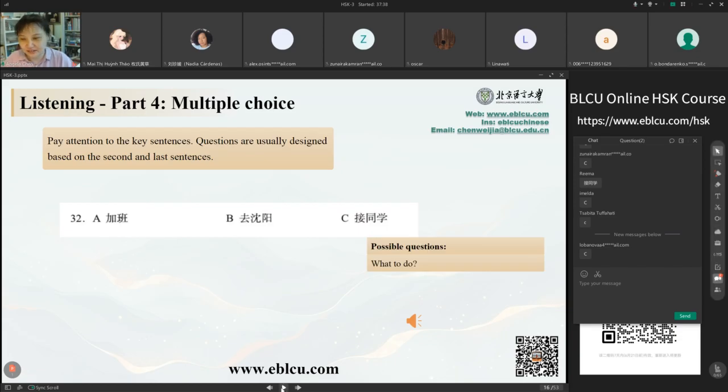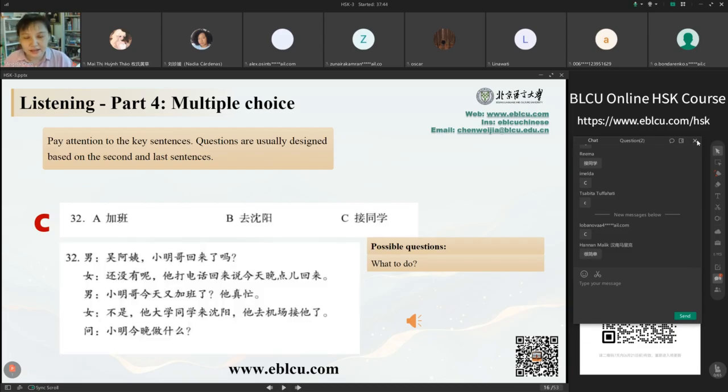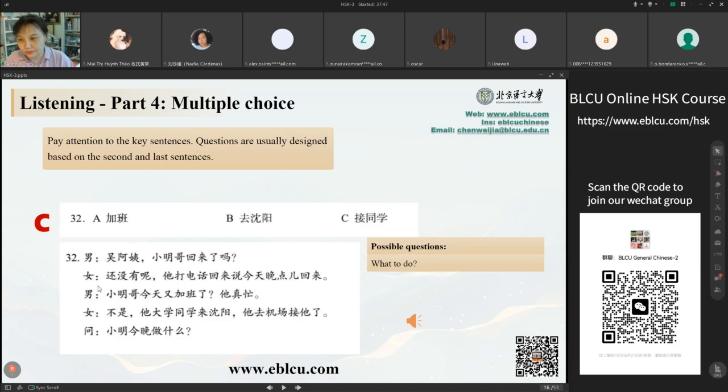Yeah. So the answer is C, 接同学. Let's take a look at the dialogue. It's like a 4 sentences dialogue. The boy is asking, 吴阿姨，小明哥回来了吗? This is usually not the very important sentence. Very important sentence usually in the answering part.